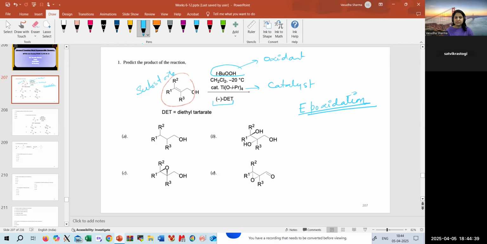Now, oxidation would make an epoxide, and this product is not an epoxide. So these two options are anyway out. And in the presence of this minus DET, you end up making the epoxide with the oxygen bond above the plane. This is dependent on the stereochemistry that we are talking about. If it is plus DET, it would go below the plane. So this is the right option, option C. And this is your Sharpless epoxidation.